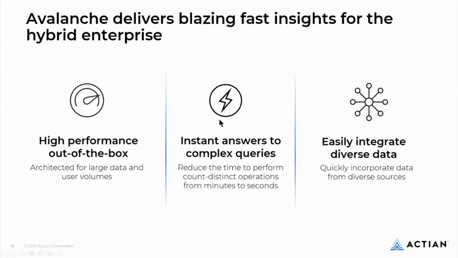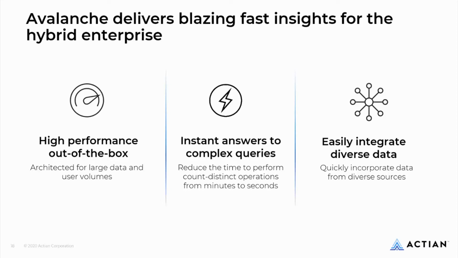So basically, the takeaway and the summary: the more you scale with your data, the more users you add, the more differentiation you see within Avalanche. High performance out of the box. It took a few seconds to query over 1 billion rows of raw data. Ability to perform count distinct queries, joins with several dependencies, and populate the dashboard in seconds. Again, instant answers to your complex queries.